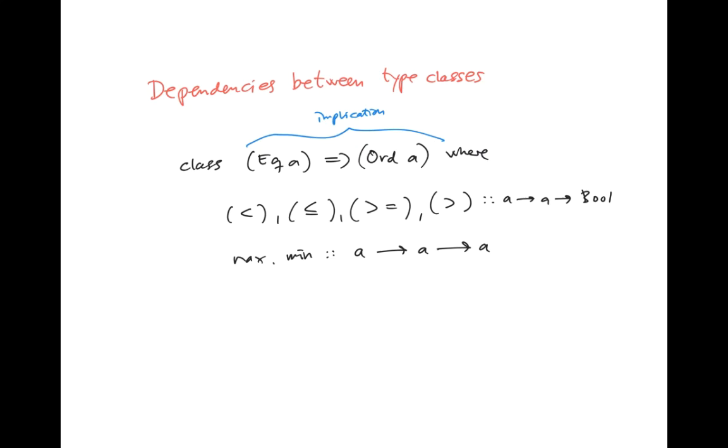We could write something like class (Eq a, Show a) => C a where. This would be a kind of multiple inheritance, and we can do that if we want.